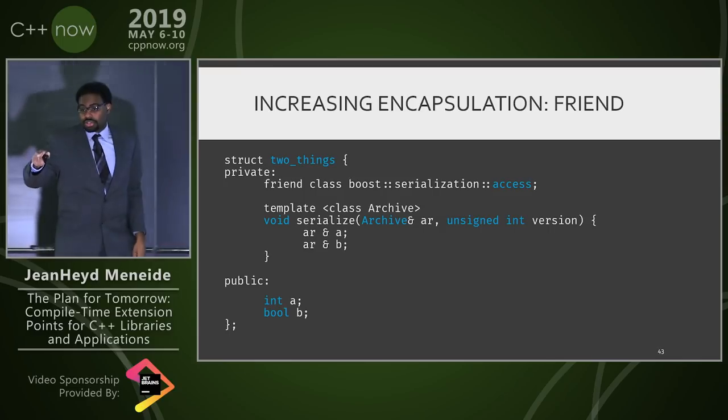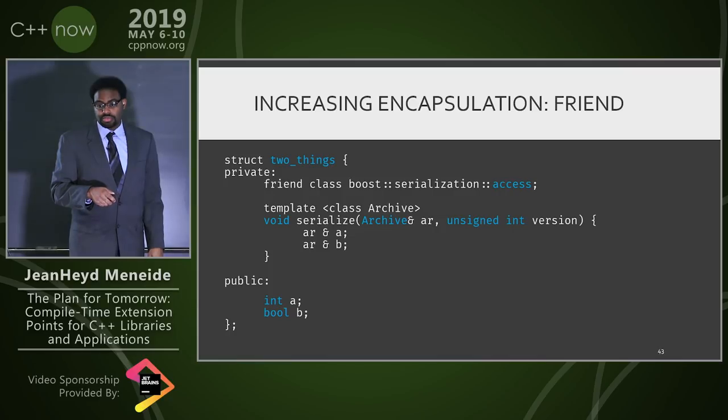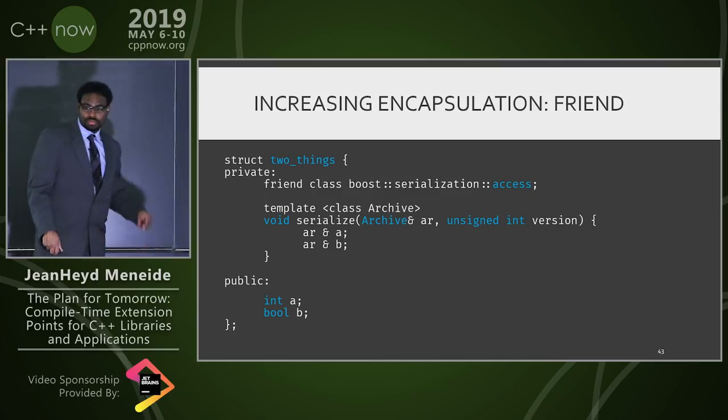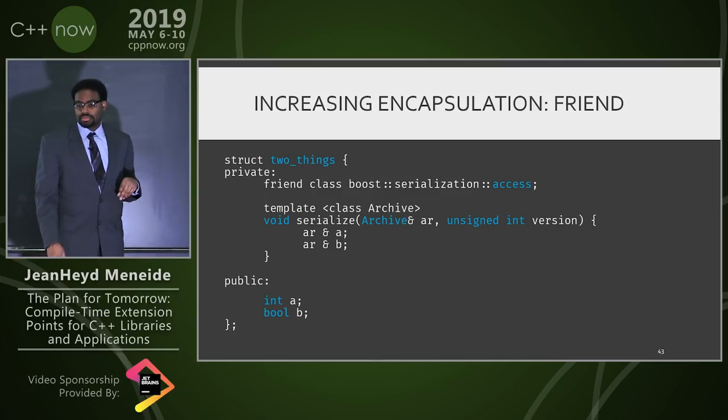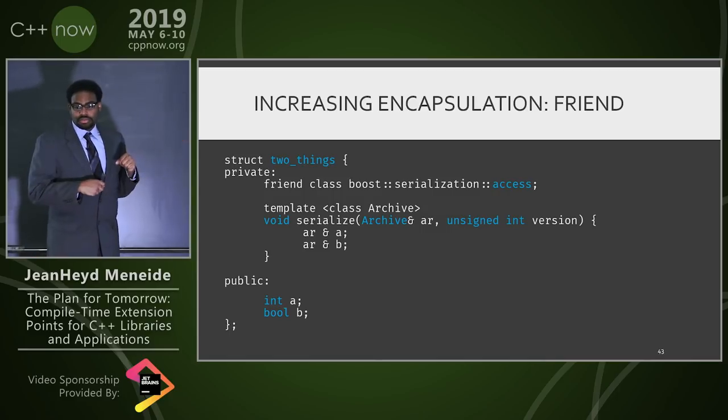Yes, Casper. I'm not understanding why you need to drag in boost serialization for this, because you're templated on some opaque archive. There's nothing there. The friend class you can forward declare, because it's name friendship.